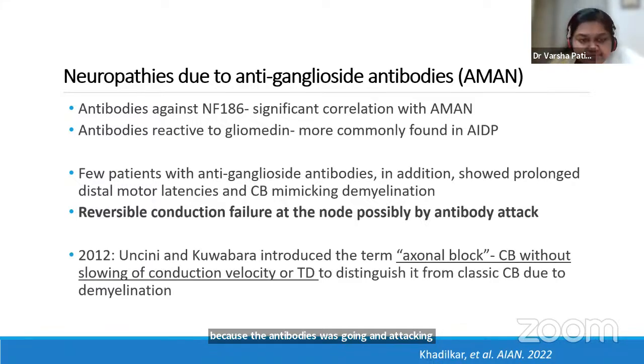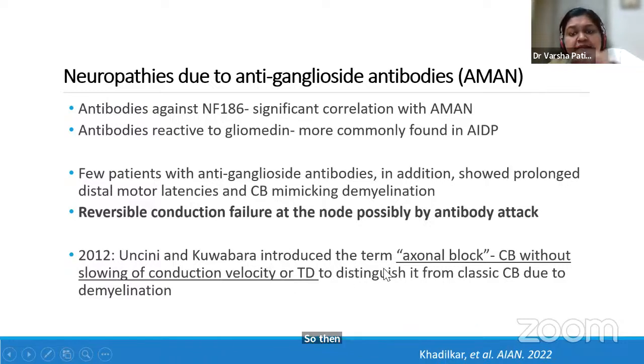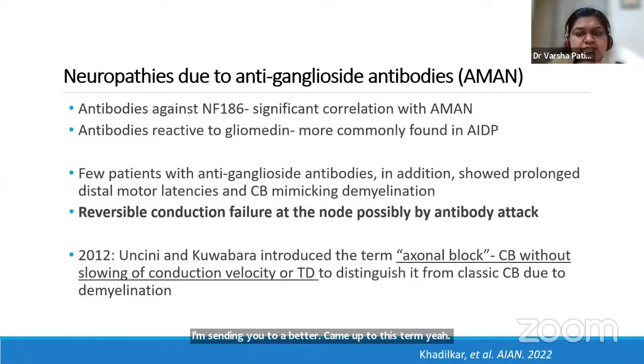So then in 2012, way back in 2012, Uncini and Kuwabara came up with this term. Here, the terminologies are evolving. Nobody was proposing this kind of a nodoparanodopathy thing. But they said there's an axonal block, a conduction block without slowing of the conduction velocity or temporal dispersion, to differentiate it from a classical demyelinating conduction block, which will eventually give you temporal dispersion.